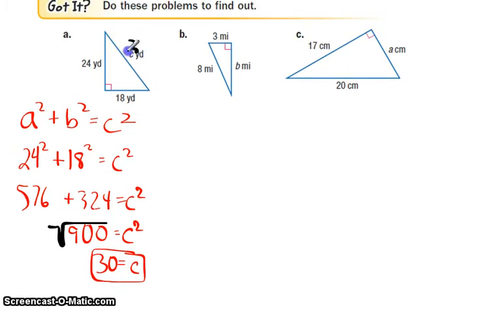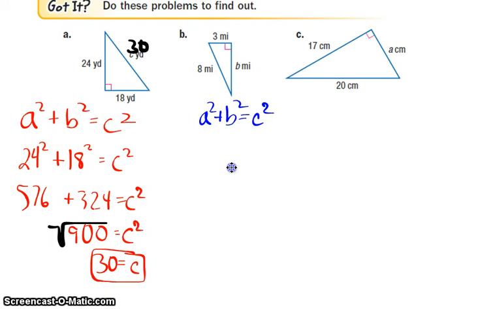So let's see if our answer makes sense. Does it make sense if our hypotenuse is 30? Oh yes, it does, because it has to be the longest side, and it's just a little bit longer than 24 and 18. If we kept 900, that doesn't make sense. Okay. All right, so pause the video right now, and I want you to try B and C on your own. Okay, let's see how you did.